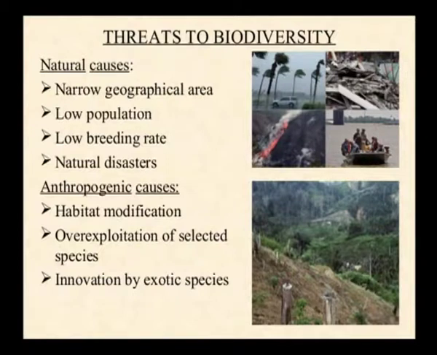Then you have anthropogenic causes, which are habitat modification, overexploitation of selected species, and invasion by exotic species. This happens especially with crops and plants, when yield is a major factor to feed our ever increasing population. Man does a lot of research trying to introduce genetically modified crops, crops that will grow faster, can be harvested faster, are less prone to diseases and more resistant to certain bacteria or fungi. All of these modified species are also a threat to biodiversity because they hamper the naturally occurring species.